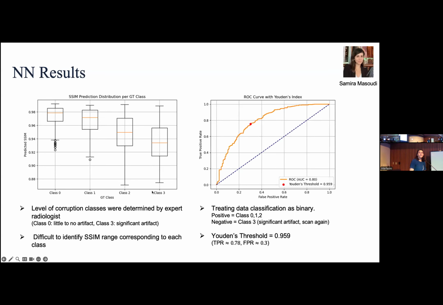Other things I wanted to show was here's an example of maybe that one case where we're just telling a radiologist, rescan again or you're fine. So here, for the good case, it's class 0, 1 and 2. If you get those, then you can keep going. You don't need to rescan. But if you get class 3, you have to rescan. And it was able to actually get a pretty good threshold on where that would be. So it would be a predicted SSIM of 0.959. And that would actually give a pretty decent true positive rate without having a horrible false positive rate. So overall, that was good, but we still need to address this problem.